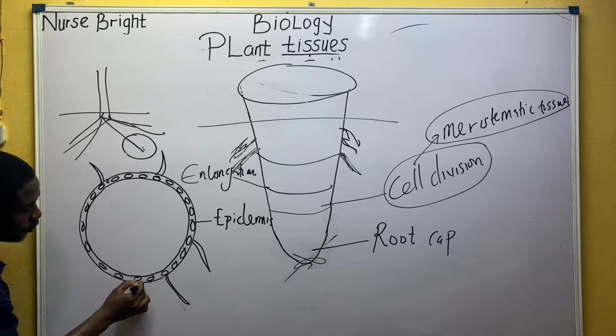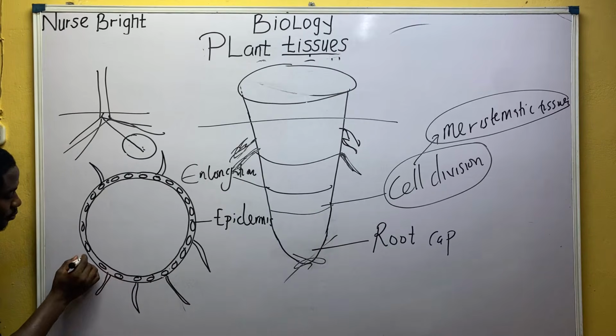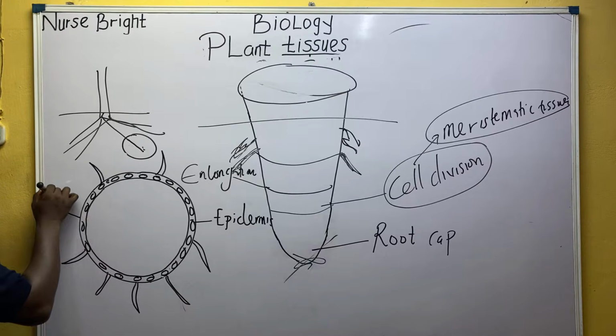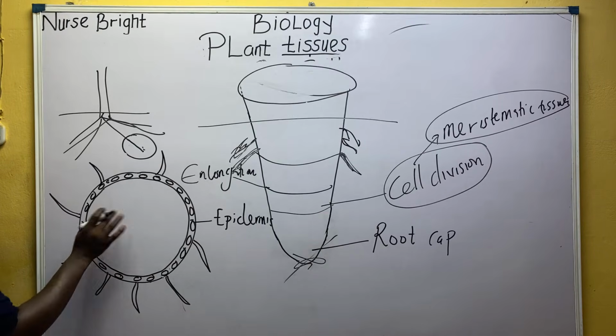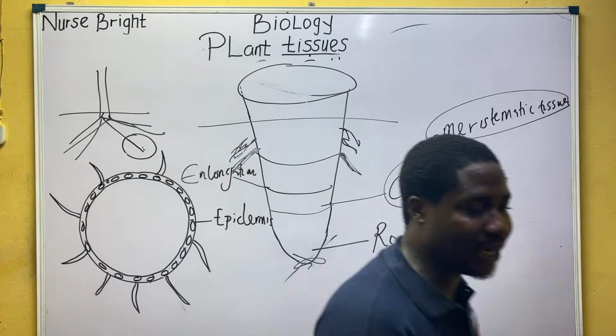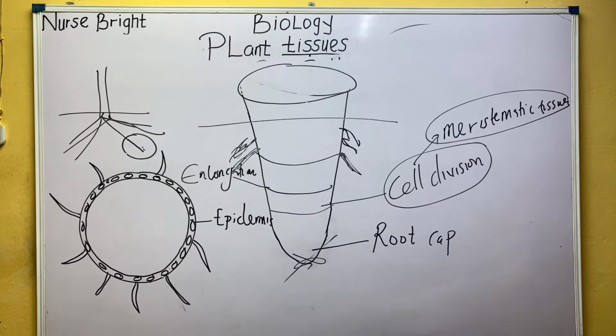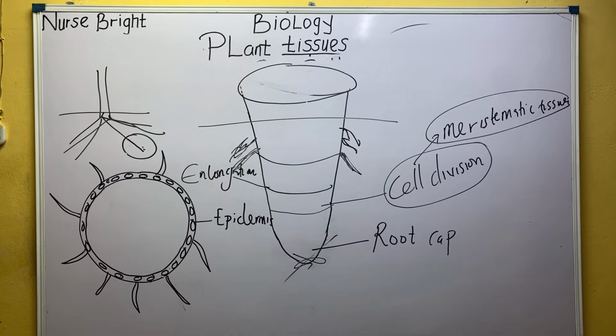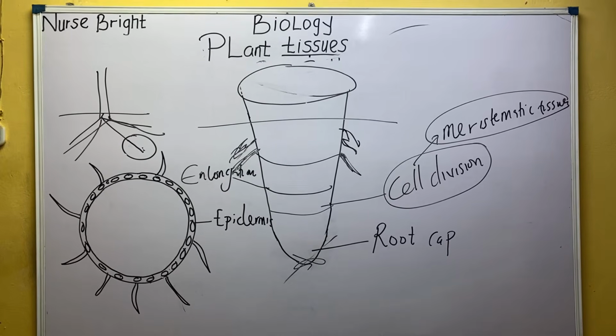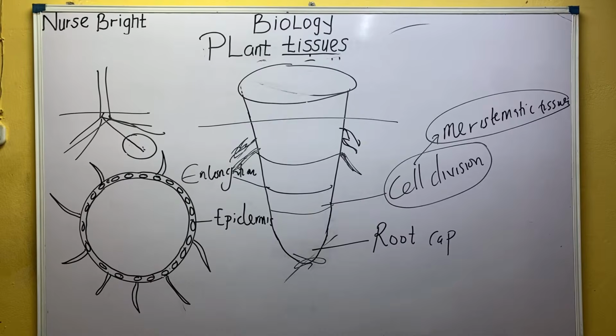So that is for that. Root hair grows out from this layer of the epidermis. Do you understand? And what is the function of this root hair? It basically helps in the absorption of water and minerals.